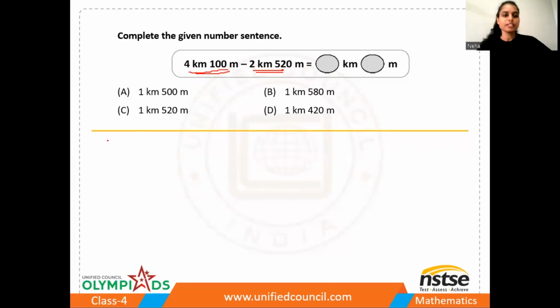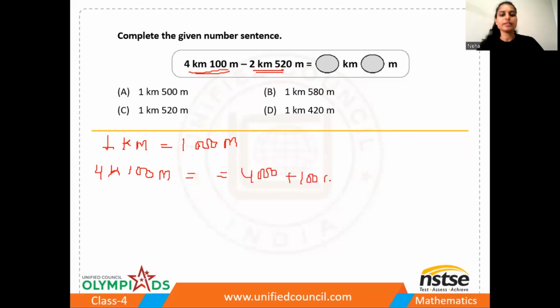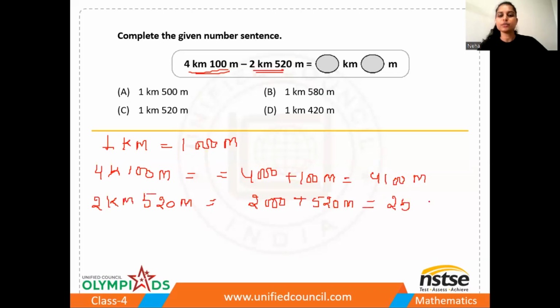So this is 4 kilometers. As we know, students, in 1 kilometer there are 1000 meters, right? Perfect. So the first number is 4 kilometers and 100 meters, right? So 4 kilometers I can say 4000 meters, right? So this is 4000 meters plus 100 meters. That means 4100 meters. Correct? The next one is 2 kilometers and 520 meters. So 2 kilometers, I can say this is 2000 meters plus 520 meters, right? So this is 2520 meters.